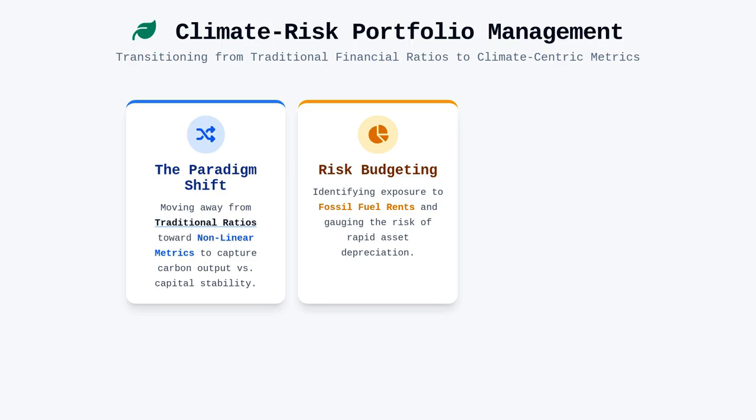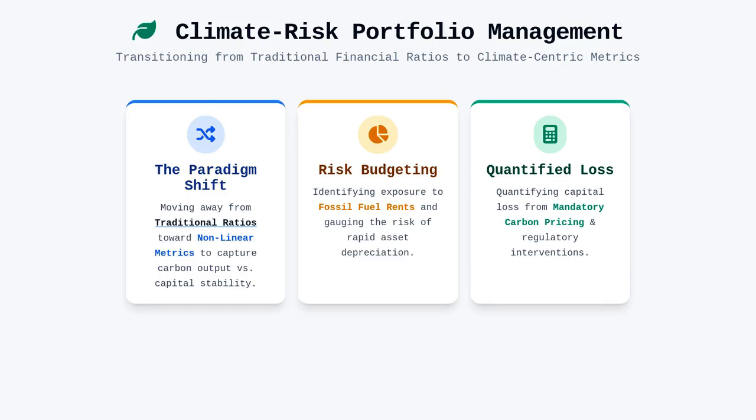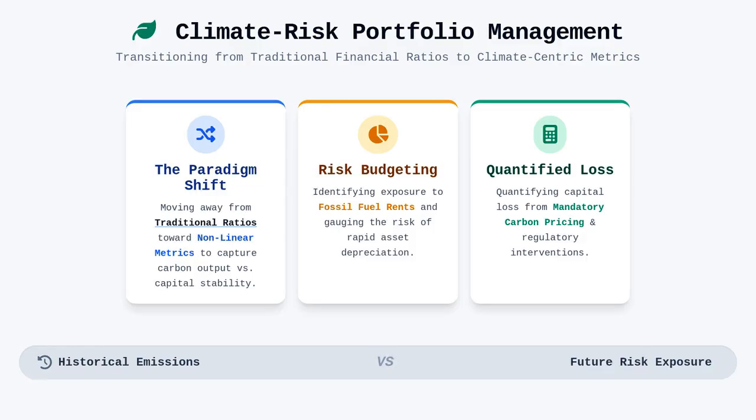This is not merely about identifying who emits the most, but about gauging the degree to which business models depend on fossil fuel rents that may depreciate rapidly. By integrating these metrics, a manager can move beyond superficial ESG screening and begin to quantify the capital loss associated with mandatory carbon pricing or regulatory interventions. We categorize these metrics based on their ability to capture historical emissions versus their effectiveness in predicting future risk exposure.